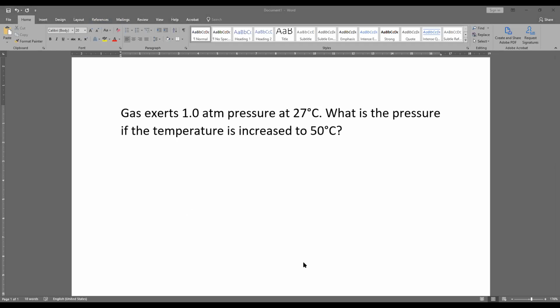Okay, this is the example. A gas exerts 1 atmospheric pressure at 27 degrees Celsius. What is the pressure if the temperature is increased to 50 degrees Celsius? Okay, so again, the steps in answering scientific problems, we need first to get the given.